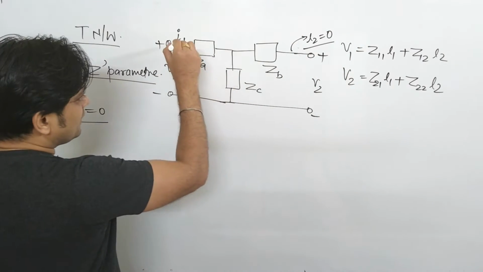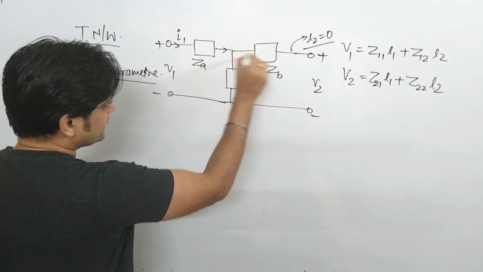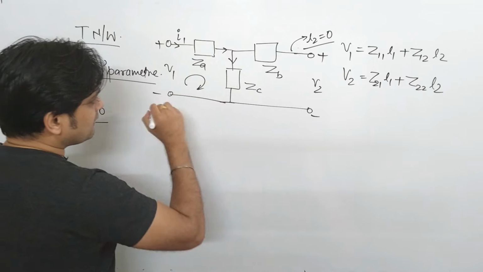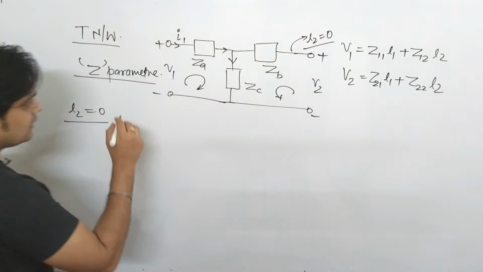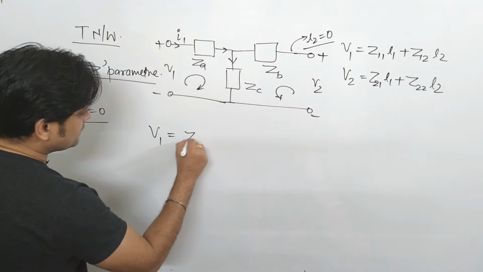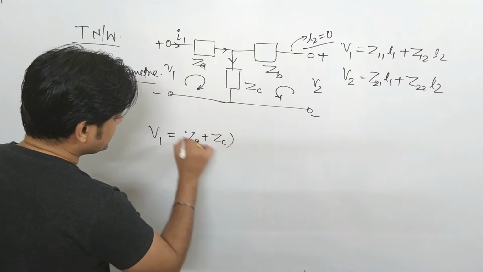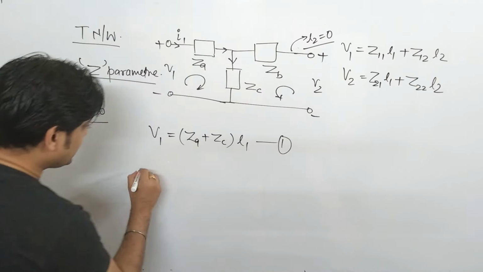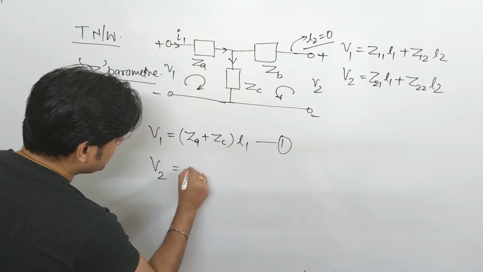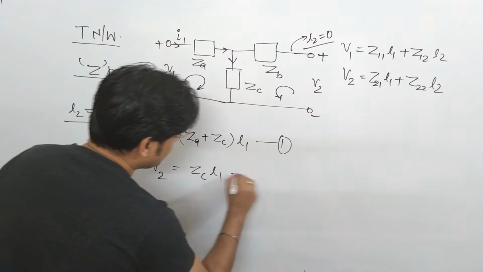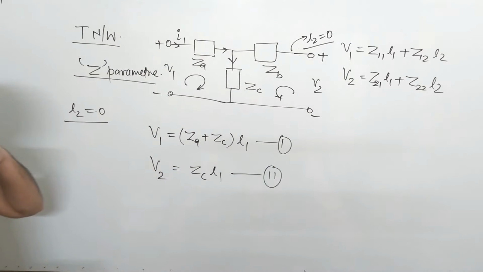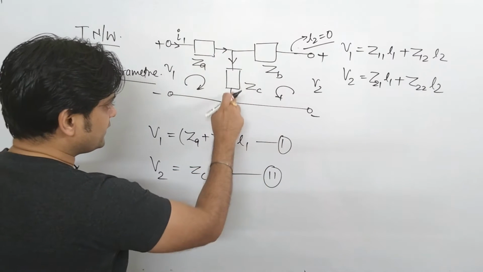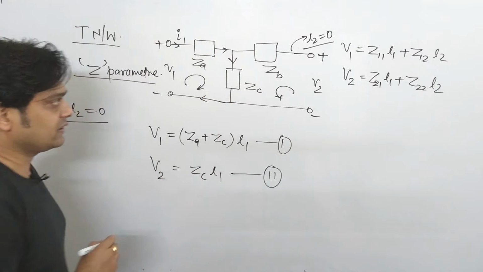Now I2 is 0, what will happen? This I1 will go here, and since it is open circuit, the entire I1 will flow in this manner. So if you apply one KVL here and one KVL here, you will get V1 is equal to (ZA plus ZC) into I1. This is our first equation. Similarly, if you apply it here, V2 is equal to ZC into I1. This is your second equation. Simply, we have made I2 as 0. Since no current is flowing, this I1 will enter this branch and move in this fashion.